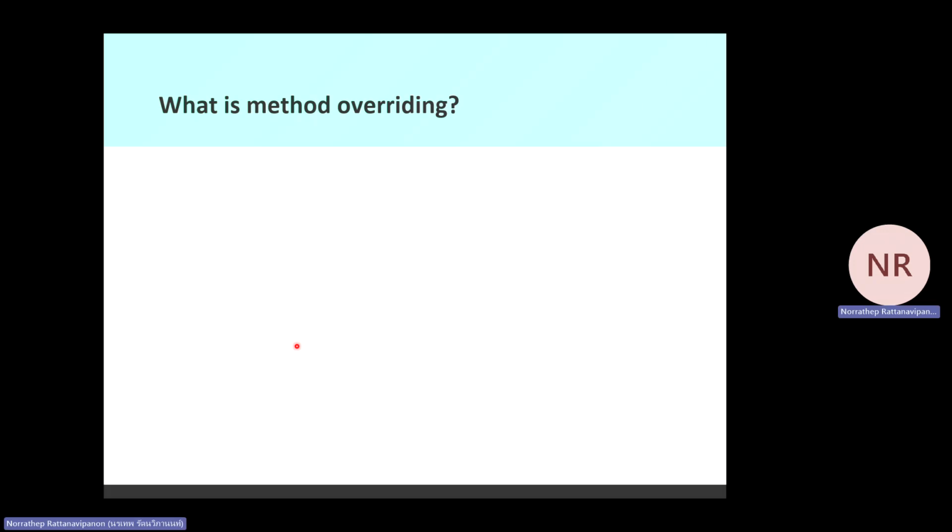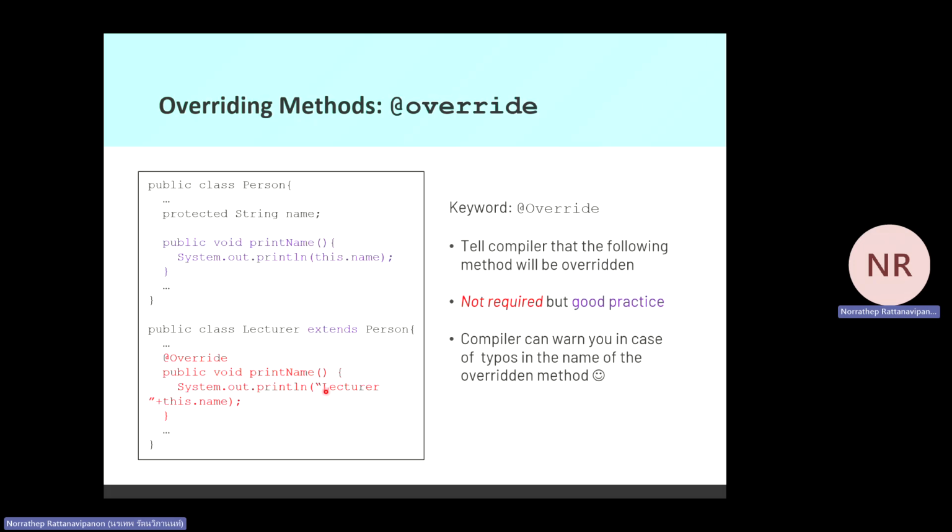Okay, let's go back a little bit on method overriding. To recap, it's a way for a subclass to modify the superclass method. For example, lecturer is a subclass of person superclass, and you're not happy with the current implementation of print name here. So that's why you want to override print name in lecturer, so that you can put whatever code there.